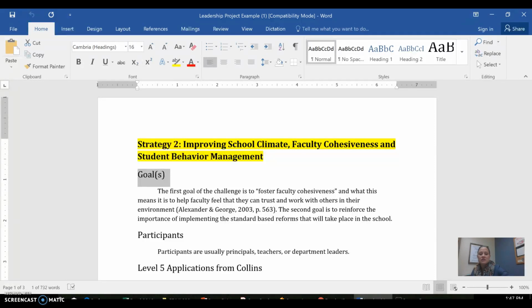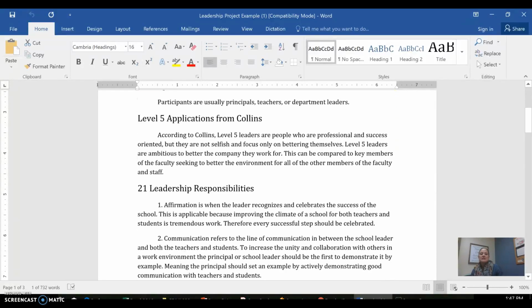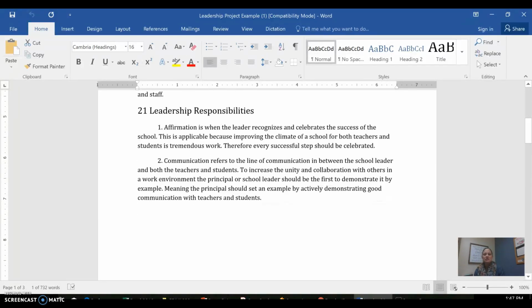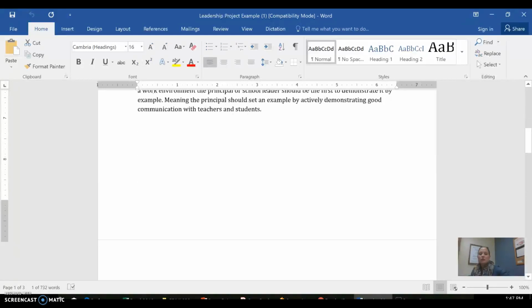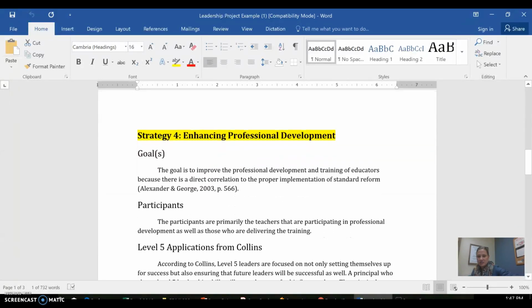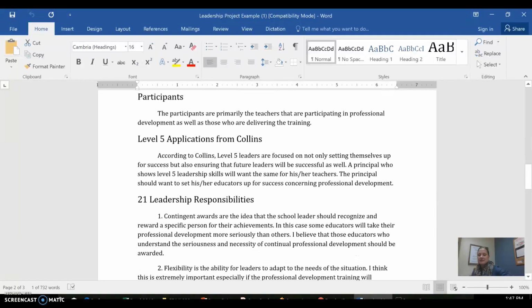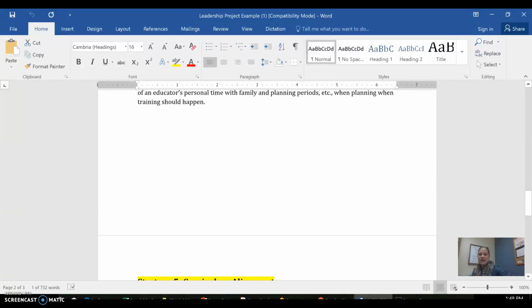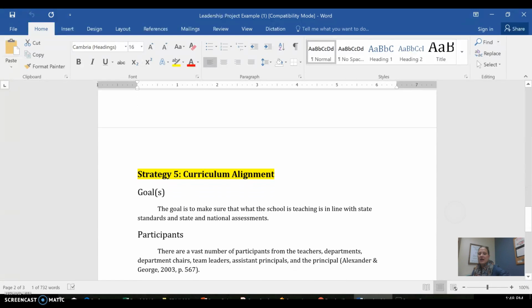You will also discuss how Collins's level 5 leadership principles apply here and how they could help to achieve that strategy. And then you will also identify at least two of the 21 leadership traits that would be quite effective in implementing the strategy as well. And you will do the same exact thing for the other two strategies that you pick. You have goals, participants, the level 5 leadership applications, and then the 21 leadership responsibilities traits that would be most helpful in implementing the strategy.